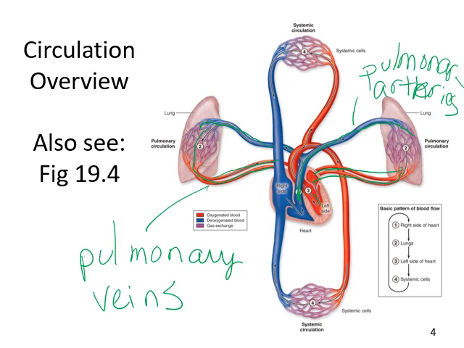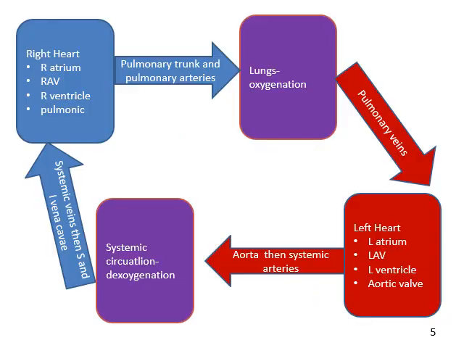So we leave the left ventricle, go out through the aorta, go to all the tissues of the body, drop off our oxygen, and come back into the right atrium. And now we're back where we started. Again, this is just my other way to look at it.